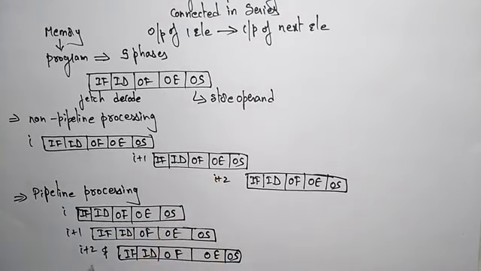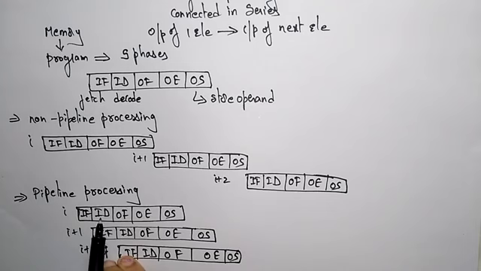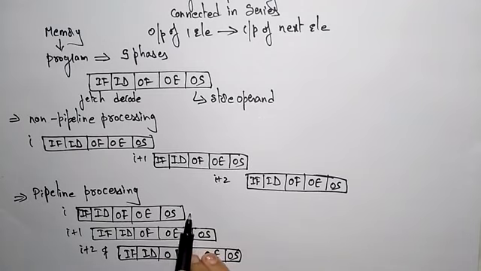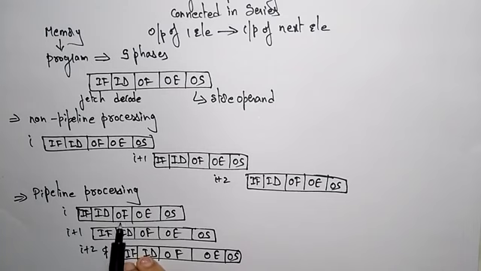But in the pipelining process, only the phase is completed. So if the instruction fetch phase is completed, then it takes another instruction. Whenever the first instruction is in the phase of instruction decode, it takes another instruction fetch. Suppose the first instruction is in the phase of operand fetch, the second instruction is in instruction decode, and the third instruction is in the phase of instruction fetch. Here each phase will be different.